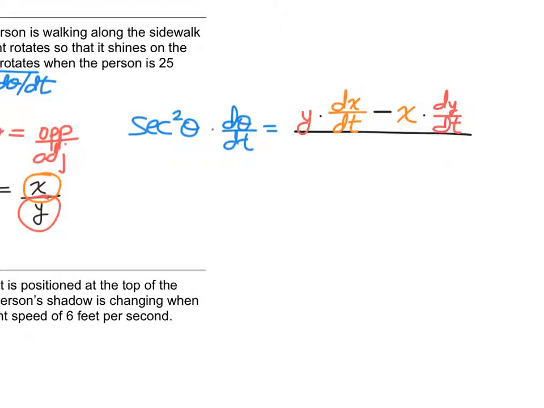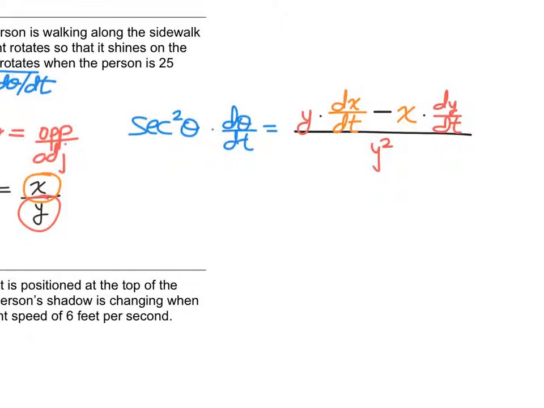Over the denominator squared, which is just y squared. All right, so we're applying the quotient rule here. Again, nothing new, but that doesn't mean it's going to always be easy. All right, so now we're going to go through and plug in the information that we know, and then we'll make some inferences, and then we'll go from there.